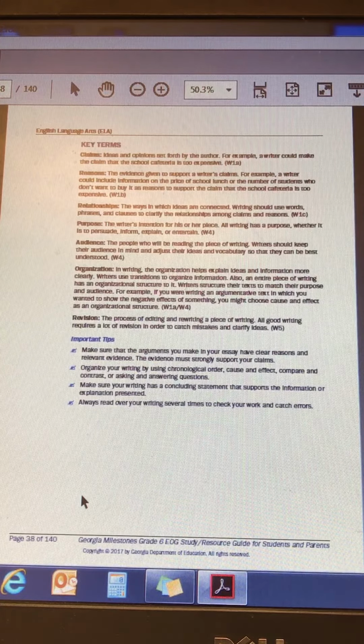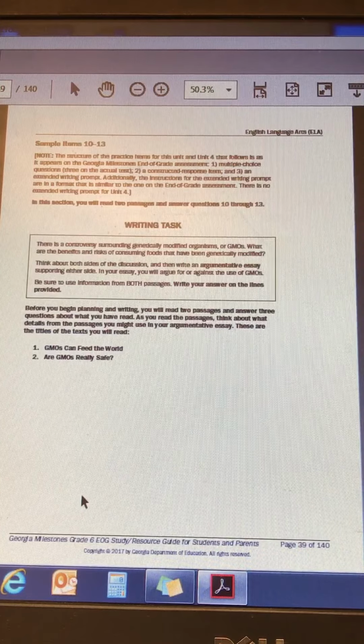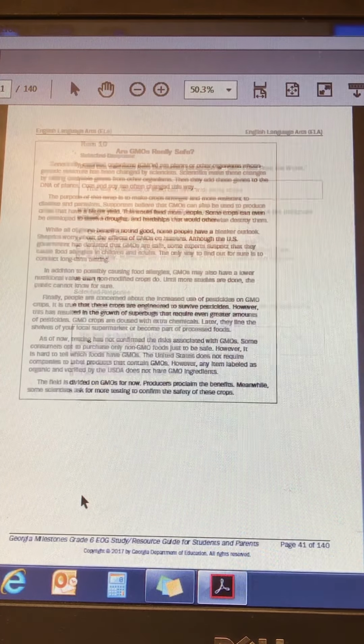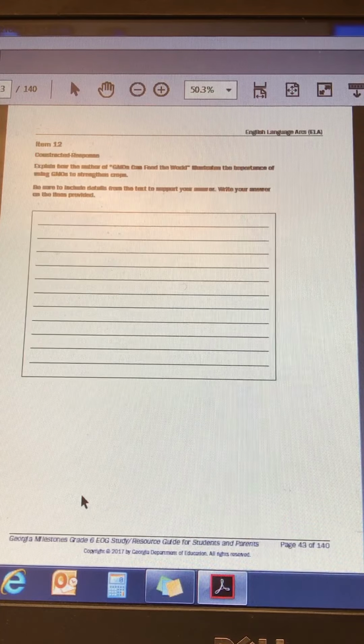So after you take some time and work through these writing samples, for questions 10 and 11, the answers are on pages 58 and 59, and then the rubrics for 12 and 13 are on 67, 68, 76, and 77.